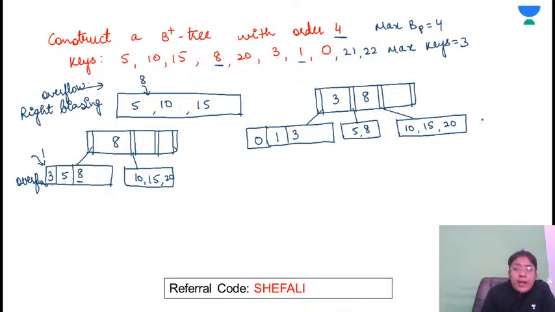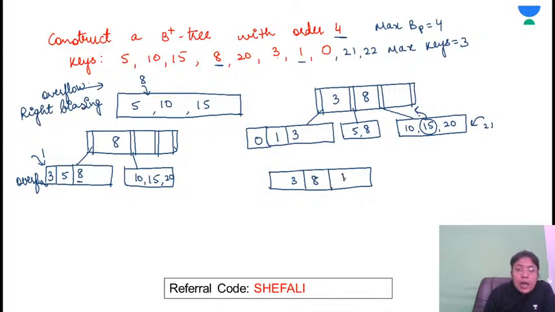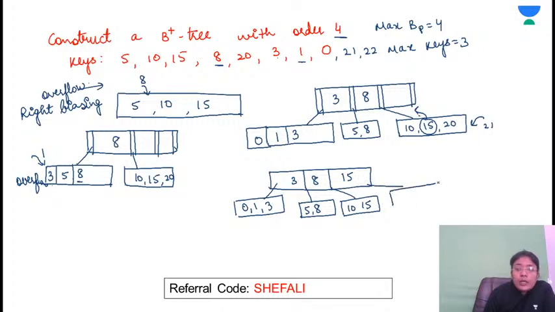23 more. So if I insert 21 here, what will happen? This is a case of overflow, so the node will split. 15 will go up. So here we'll get 3, 8 and 15. There is no change in pointing. It's 0, 1 and 3. Here we have 5 and 8. The copy will be maintained in the left child, 10 and 15. And here we have 20 and 21.